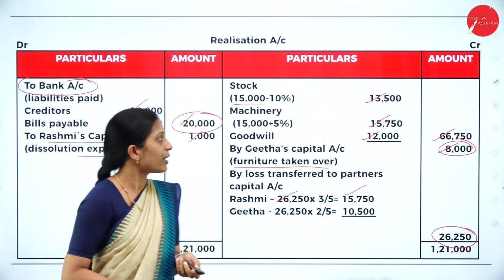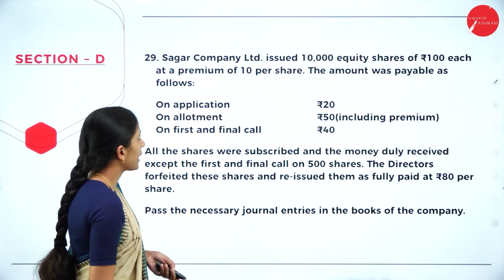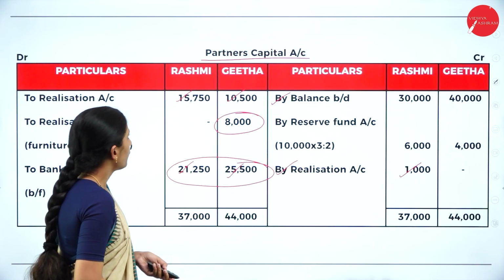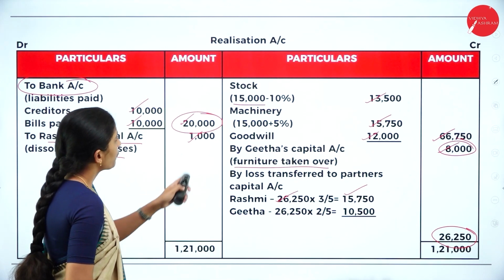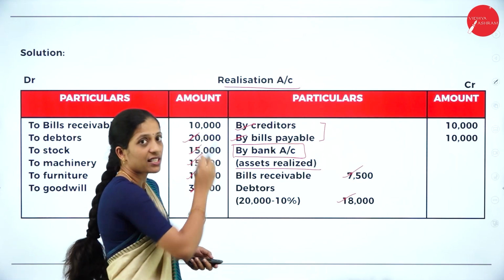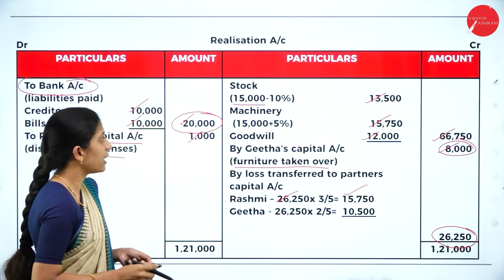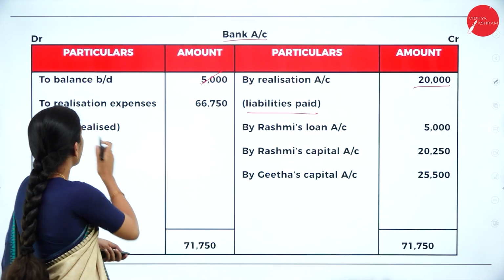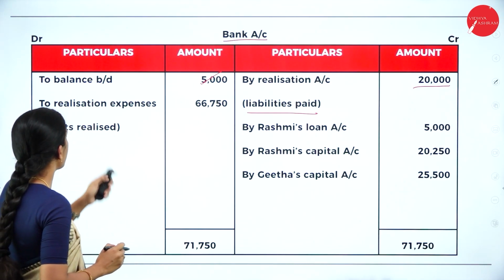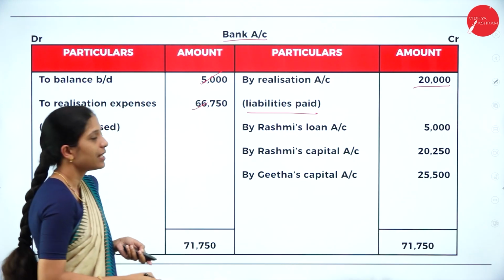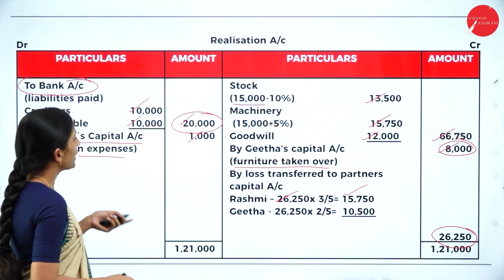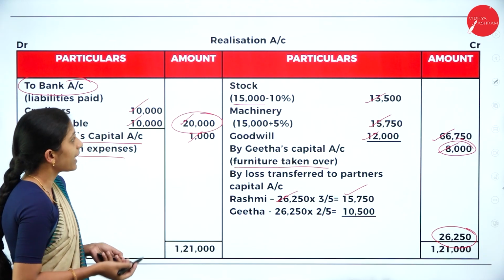So, how do you write? By realization account, liability is paid. Next, where there is bank account, yes, if you see here, for assets realized, we have bank account. So how do you write the reverse entry? To realization account. That is in the debit side, to realization account. So that is for what? Assets realized. So how much? 66,750. Next one is again where we have bank account. So we don't have any other bank account. So next what will you do?